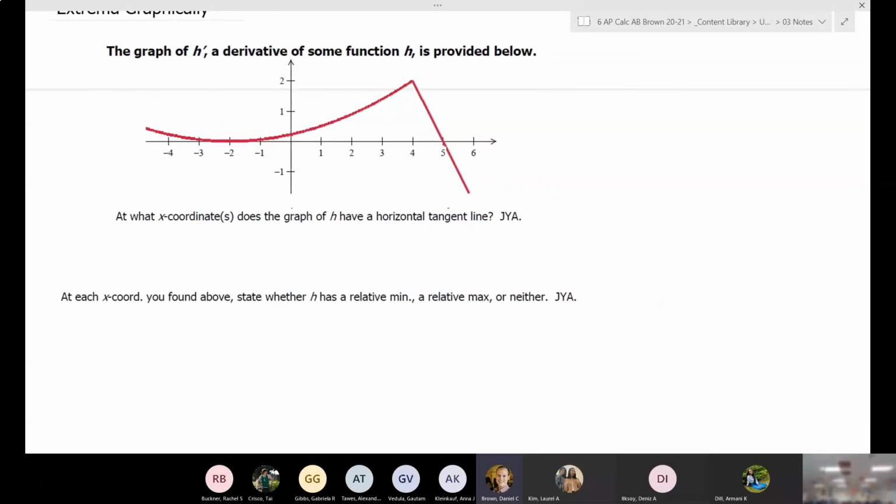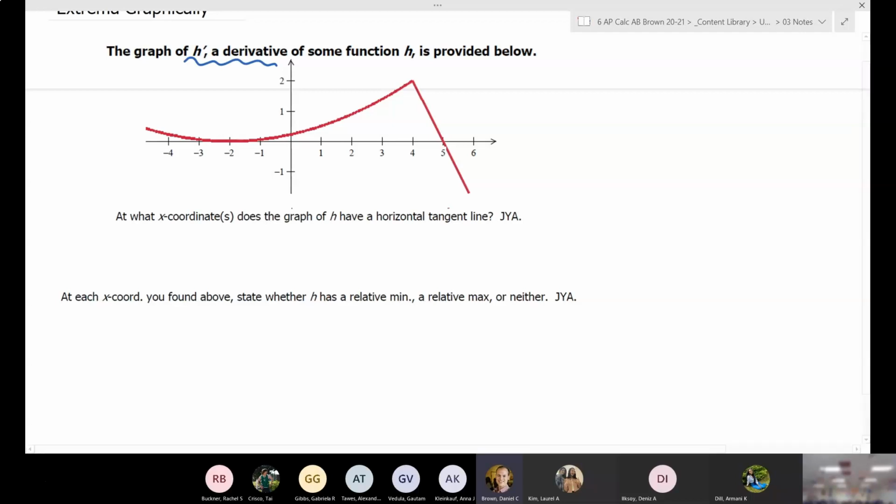So here's a problem I made up, just kind of took a weird piecewise graph. And this might help you when you're doing corrections on your quiz, if you missed it. So this is the graph of h prime. So we are looking at the derivative. And I just have two follow-up questions.